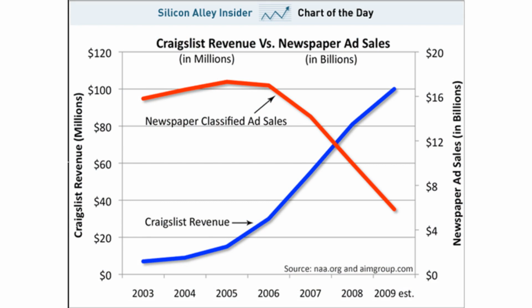Can you detect the problem with the y-axis in this graph? This was produced by the AIM group to show the relationship between Craigslist revenue and newspaper ad sales. The argument being made is that newspaper ad sales have fallen below Craigslist revenue. However, two different scales of measurement are being used in this graph. Craigslist revenue are listed in millions, and newspaper ad sales are in billions. Therefore, there should actually be no overlap between the two lines on this graph.